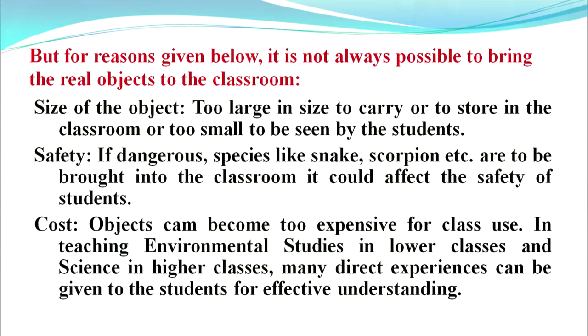And the reasons are, first one is the size of the object. Sometimes the TLM are too large in size to carry or to store in the classroom, and sometimes they are too small to be seen by the students. So this is one of the basic reasons. Next one is safety. If dangerous species like snake, scorpion, etc. are to be brought into the classroom, it could affect the safety of students. So it's not at all safe to bring all these objects in the classroom. The third one is cost. Objects can become too expensive for classroom use. In teaching environmental studies in lower classes and science in higher classes, many direct experiences can be given to the students for effective understanding. And the next categorization is prepared TLM.